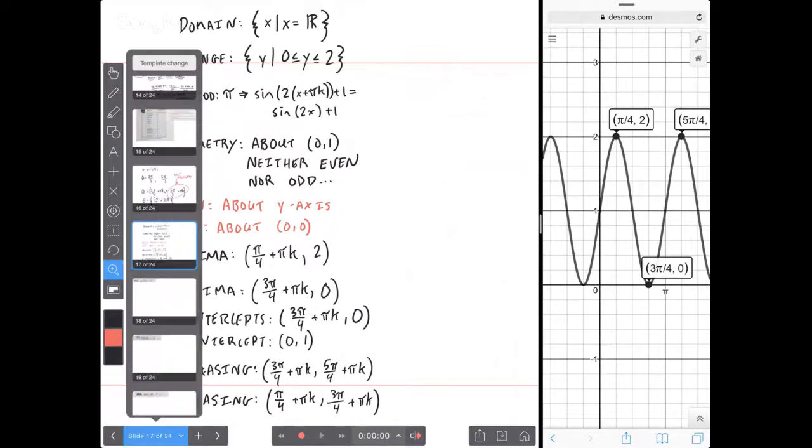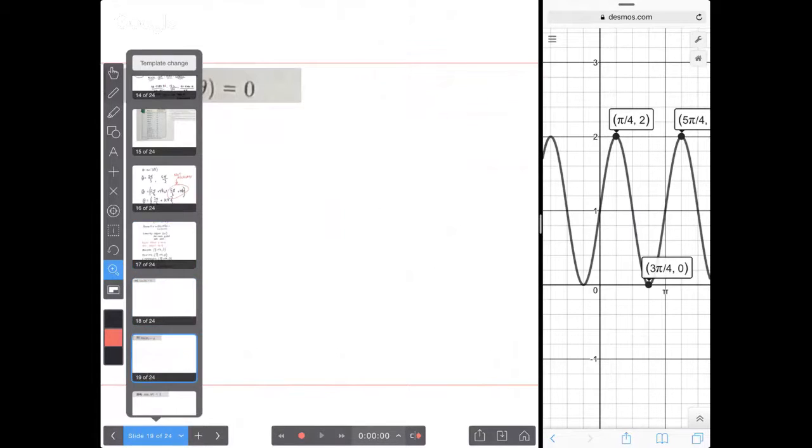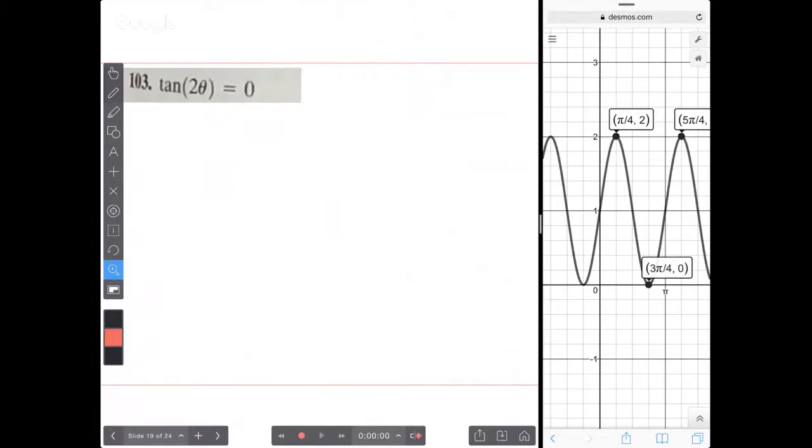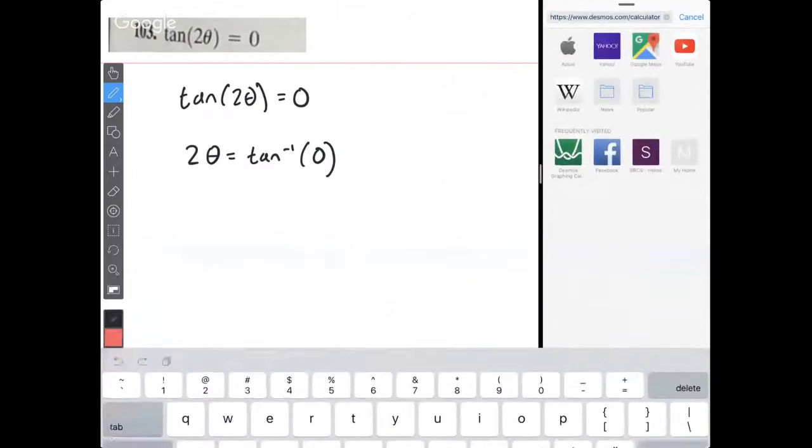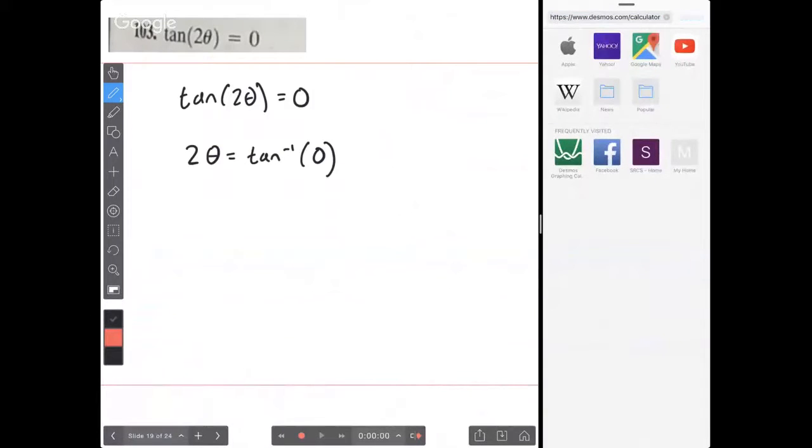Let's see, do we get any tangent or cotangent problems? Oh, here we go. Tangent of 2 theta equals 0. Perfect, let's do this one. So tangent of 2 theta equals 0. Inverse tangent, and let's pull up that unit circle.